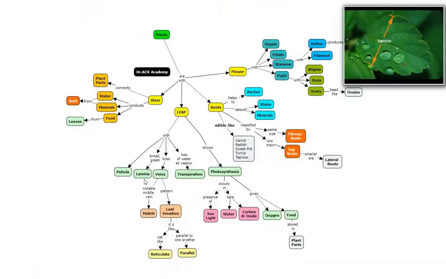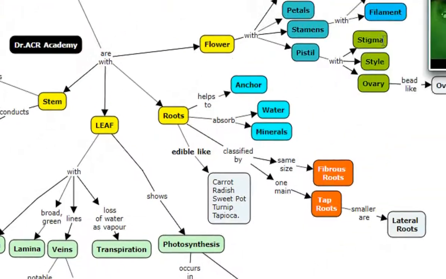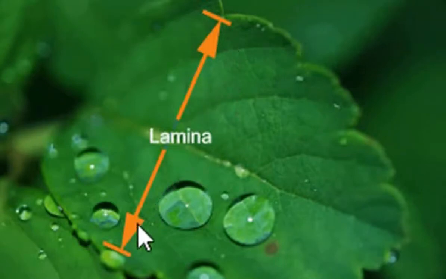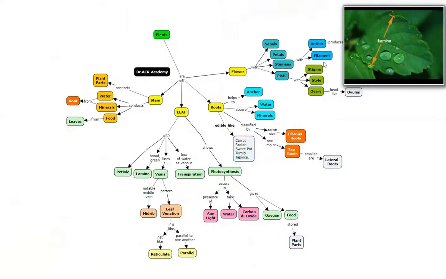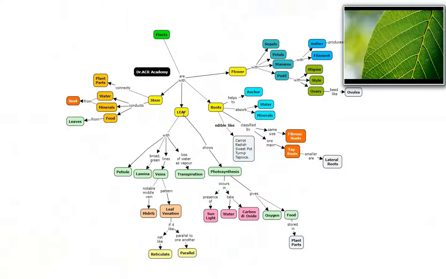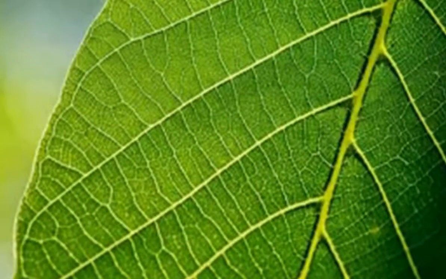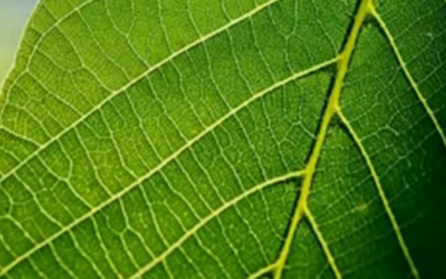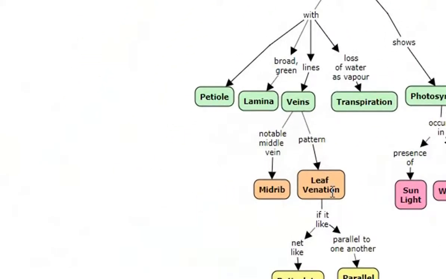Leaves have a broad, green surface which is called lamina. Here you can see the lamina on the leaf. Another important structure of the leaf is the lines on it, called veins. The notable mid-vein is called midrib, and veins have a pattern on them, called leaf venation.